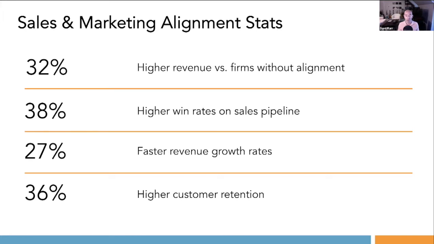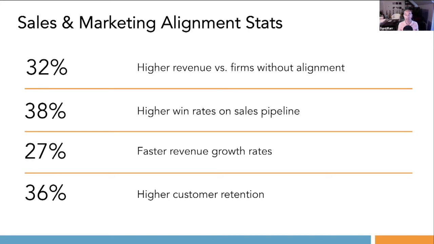Another couple of stats here, sales and marketing alignment is something that's extremely important in B2B now. And when we talk about sales enablement and what it is, one of the primary functions it serves is to better align those two teams. So bringing sales and marketing together. Well, what happens when you do that? 32% higher revenue is realized by firms with good sales and marketing alignment versus firms without.